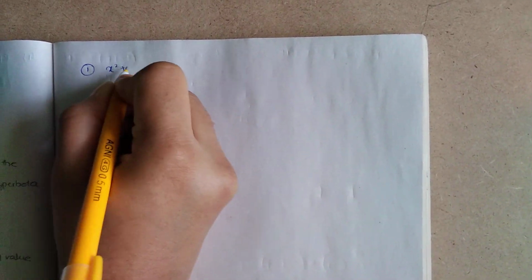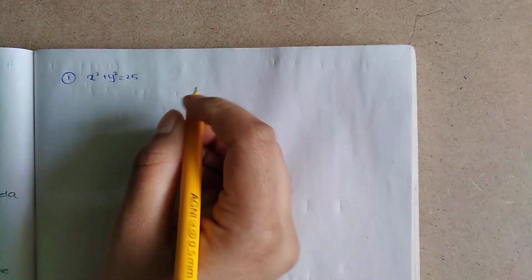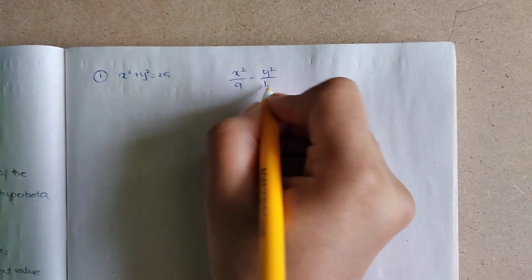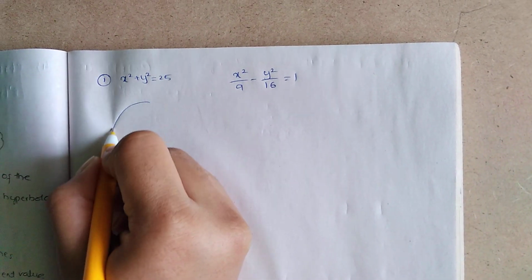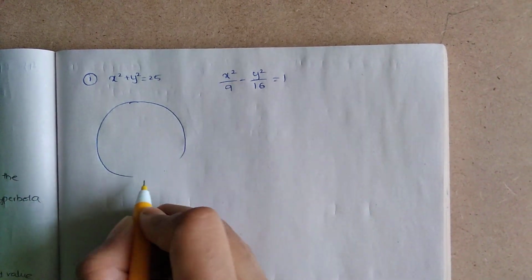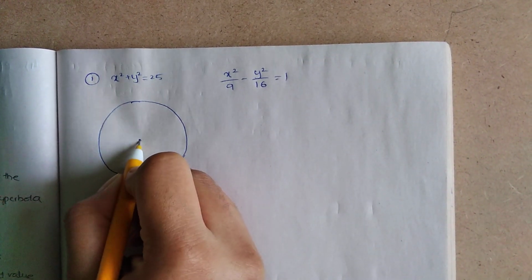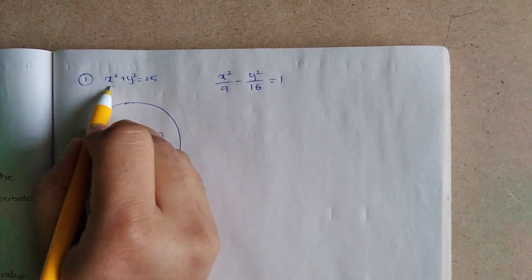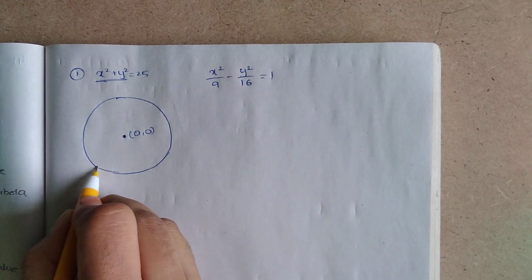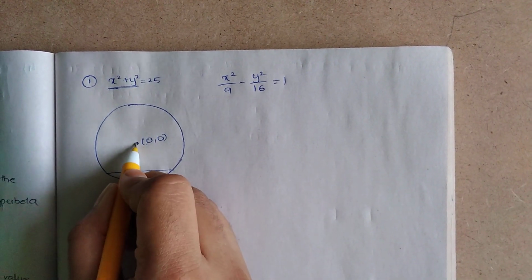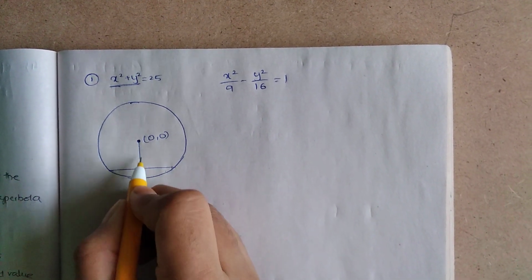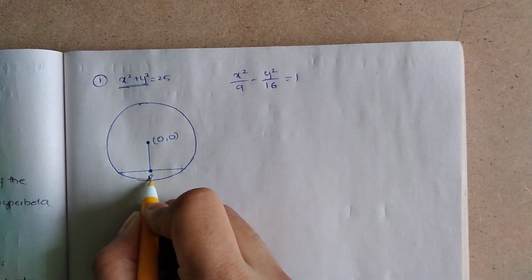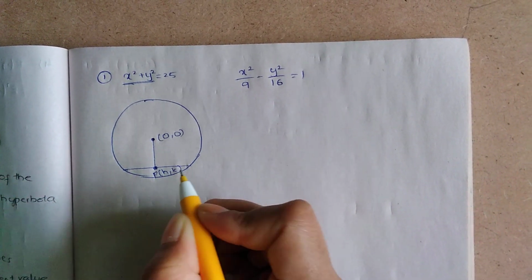Circle equation is given as x square plus y square is equal to 25. Hyperbola equation is given as x square by 9 minus y square by 16 is equal to 1. This is the circle I am taking. Center is 0, 0 because no origin shift is taking place. I am assuming this as the chord, this as the midpoint, and this is the line joining the midpoint and the center. I'll take the midpoint as some h comma k.